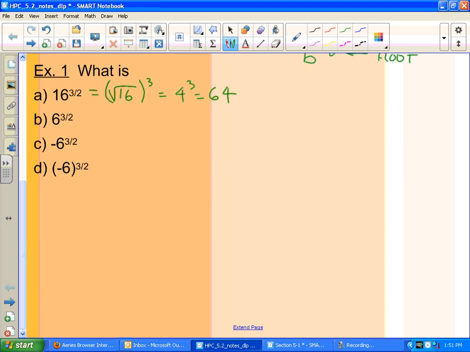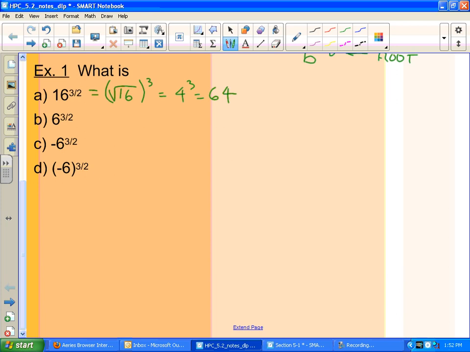Okay, now notice these next three. All we're doing is introducing this negative, but we're introducing it in a way that they're all different. In part C, the negative is just hanging out in front of the 6. And then in part D, it's part of the 6. And that changes our answer. So maybe we should look first at 6 to the 3/2. Now, is that a problem where I would do the root first, or the power first?